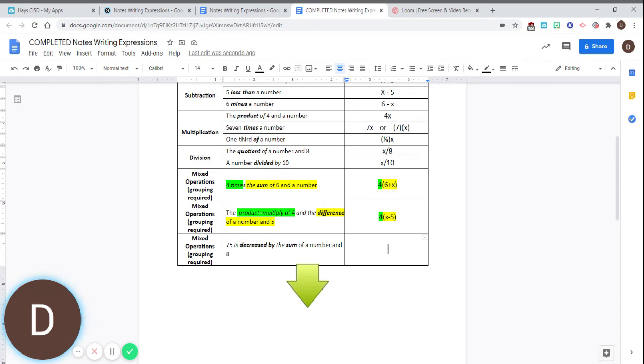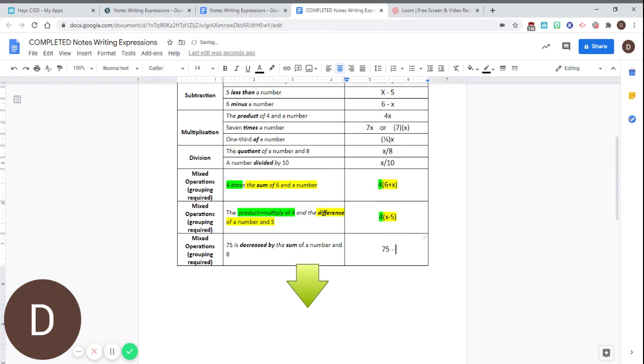And then lastly, mixed operations grouping required, we have 75 is decreased by the sum of a number and 8. Okay, so just reading it the way it's written, try not to overthink it, you have the number 75. So 75 is decreased by, that tells us to subtract. 75 is decreased by the sum.